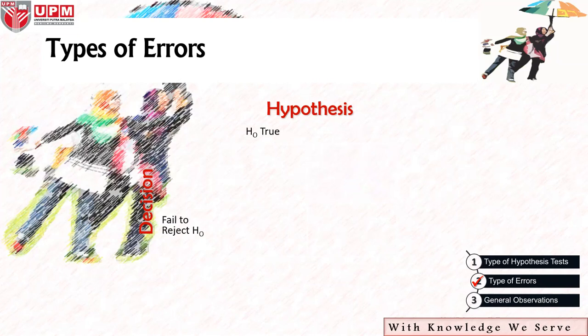What happened after we obtain the result? We found out that our result is similar to our null hypothesis, but then our decision is we fail to reject null hypothesis. Is it we made a correct decision or wrong decision? Our null hypothesis is true, then we fail to reject null hypothesis. Do we make a right decision or wrong decision?